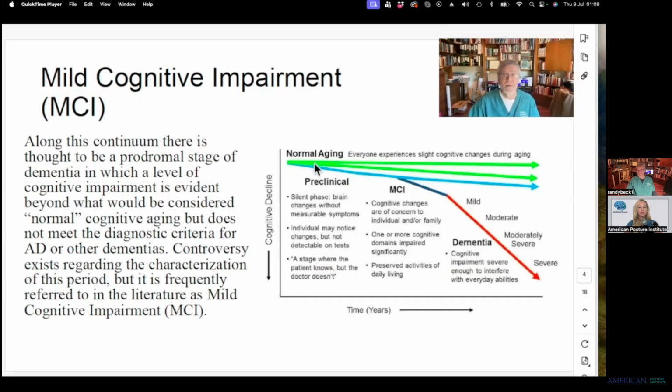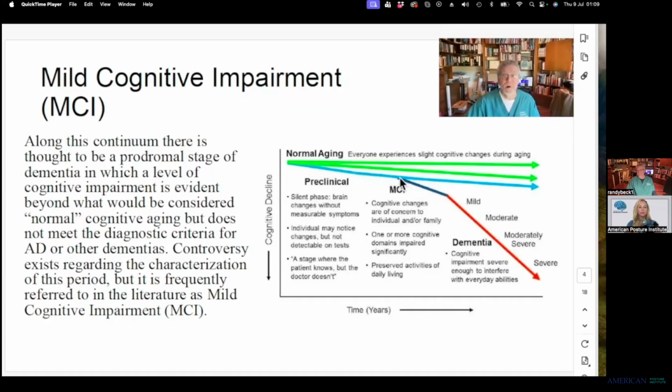So if we look here on the graph, the graph shows along one side cognitive decline, along the other side is time. So we start to see over time, everybody has a bit of cognitive decline, which we've talked about, resulting in all those types of physiological changes that we just discussed. However, in some people, this decline will deviate a bit more radically.